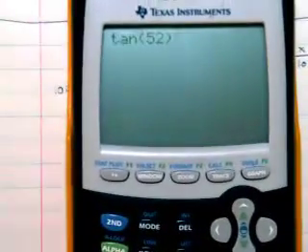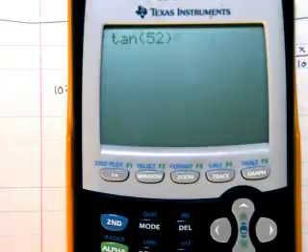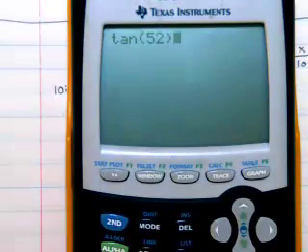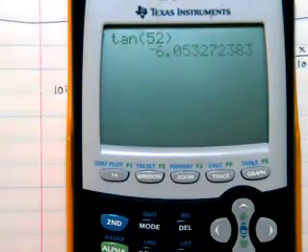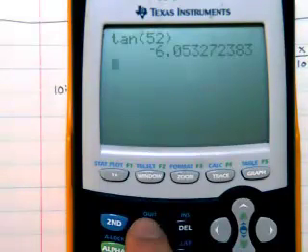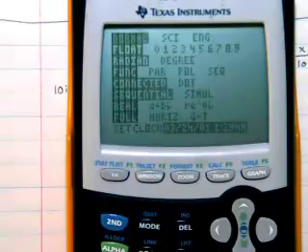Now, one thing you got to be careful of, if you hit enter here, you might get one of two different answers. It might be negative 6.05 or it might be 1.27. If you got the negative 6, it's wrong.